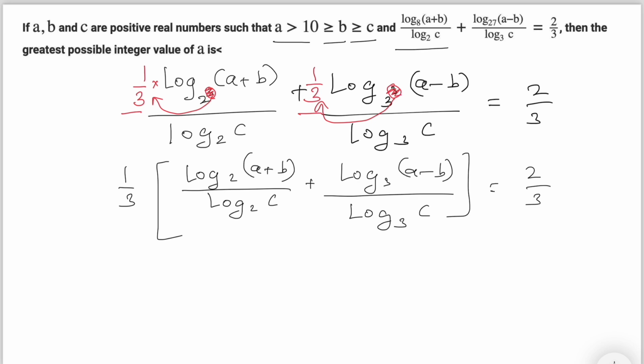The next point is 1/3 and 2/3. The 3 gets cancelled from the denominator, right? Next, this is log of A plus B to the base 2 divided by log of C to the base 2. They both have a common base.